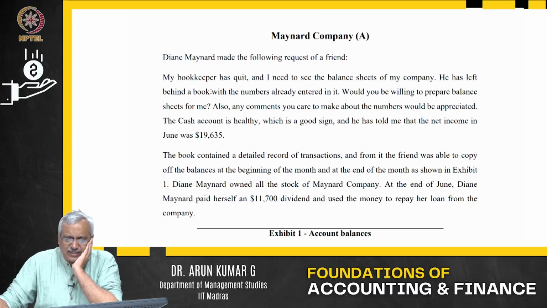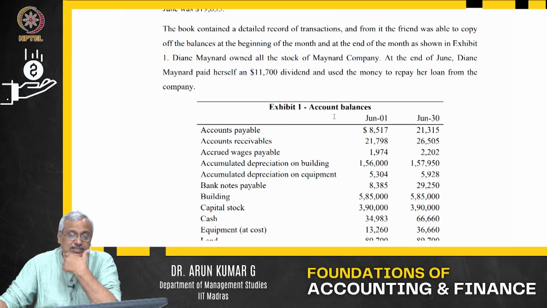I am just going to read this whole thing out, and then let us see if we can make some sense out of it. Dan Maynard made the following request to a friend: My bookkeeper has quit and I need to see the balance sheets of my company. He has left behind a book with the numbers already entered in it. Would you be willing to prepare a balance sheet to show me? Also, any comments that you make about the numbers would be appreciated. The cash account is healthy, which is a good sign, and he has told me that the net income in June was about 19,635.